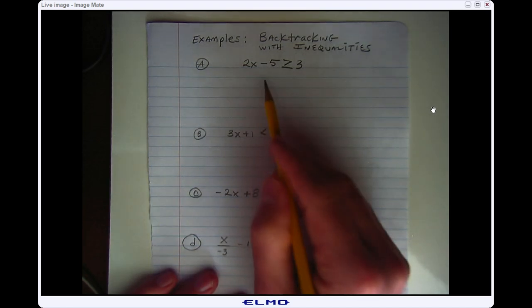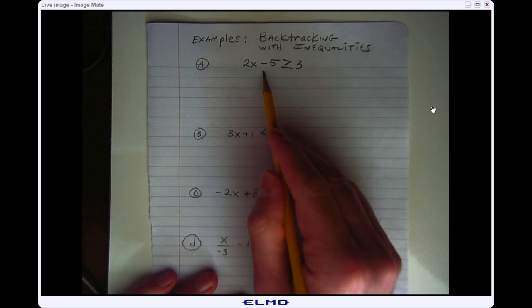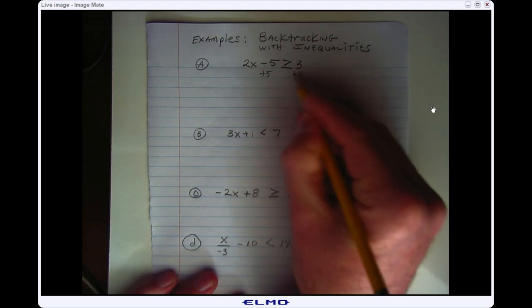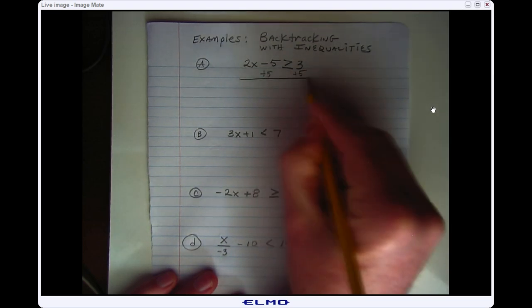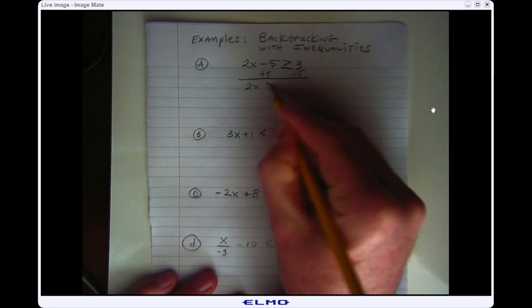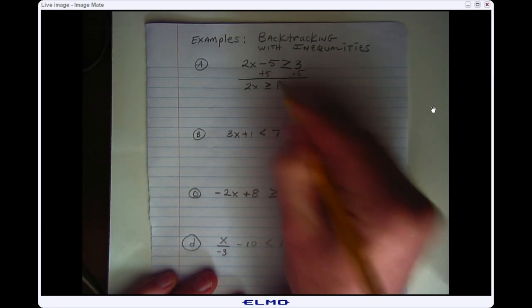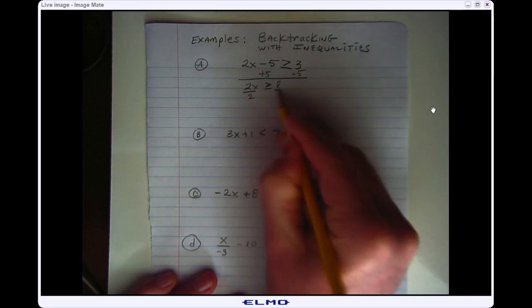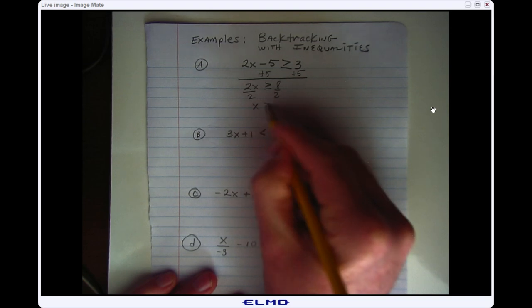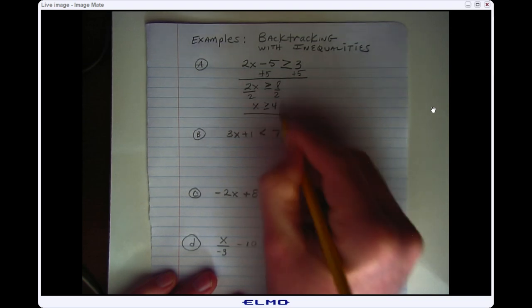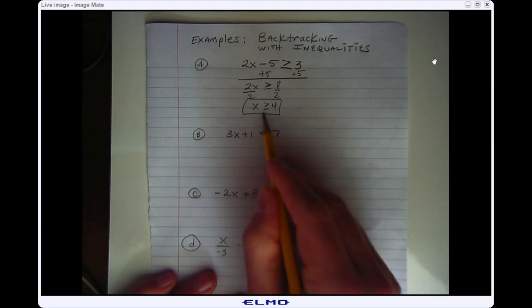So in this first example, I'm going to go ahead and get rid of the adding and subtracting first. I'm going to add 5 to both sides. So then I have 2x is greater than or equal to 8. And then I'm just going to divide by 2. So when I solve it, it's just like normal backtracking. It's just x is greater than or equal to 4.